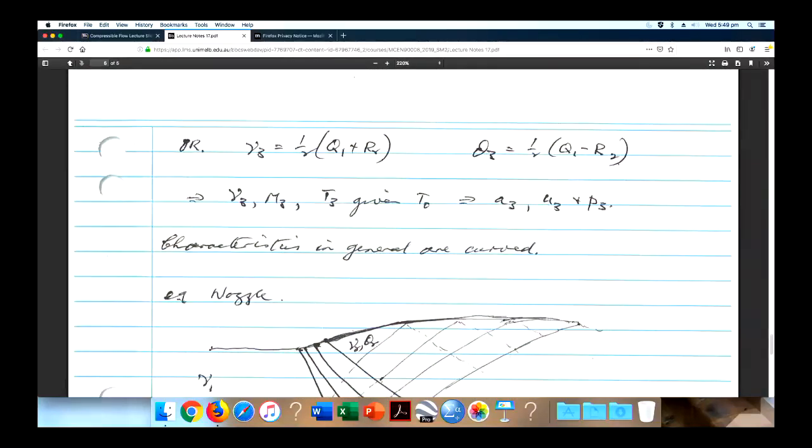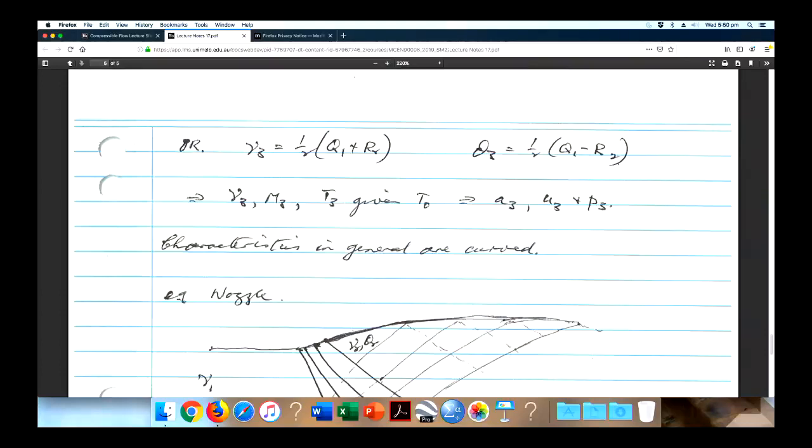So if I know nu 3, which is a half of q1 plus r2, and theta 3 is a half of q1 minus r2, if I know nu 3, then I know from the Prandtl-Meyer function, I know M3. And if I know M3 and I'm given T0, I know T3. And if I know T3, if it's a perfect gas, I know a3. If I know the Mach number, I know u3. And if I know the Mach number, I know p3. So I know everything there is that I would like to know about this flow, and I can march.